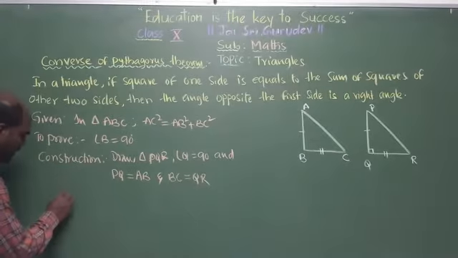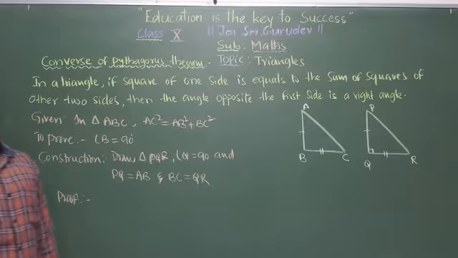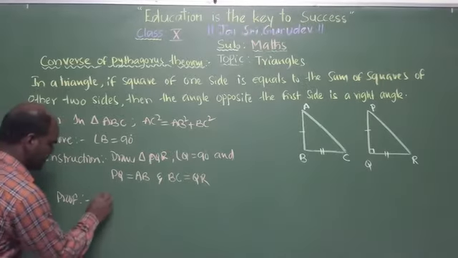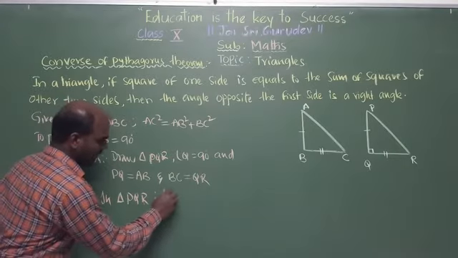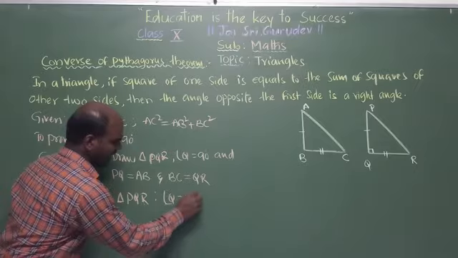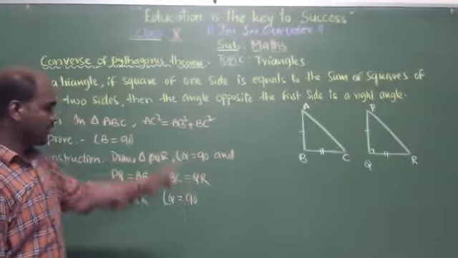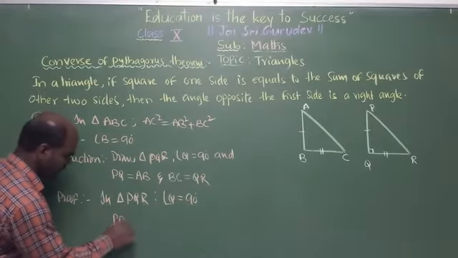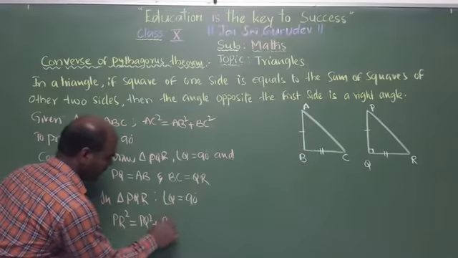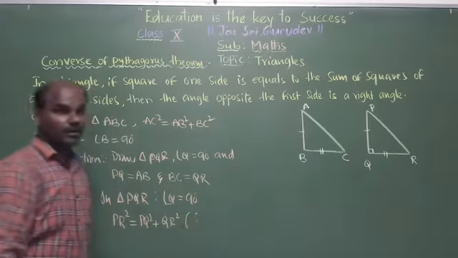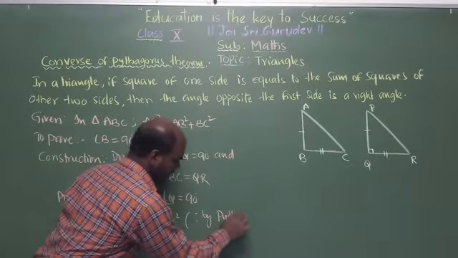Then we do the proof. In the proof, in triangle PQR, angle Q is equal to 90 degrees. According to Pythagoras theorem, what should we get in this line? PR square is equal to PQ square plus QR square, by Pythagoras theorem.